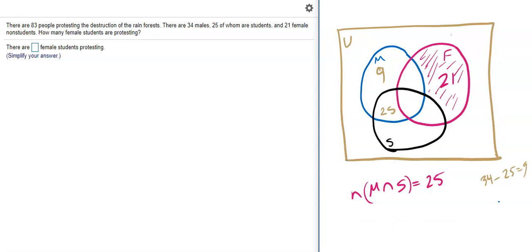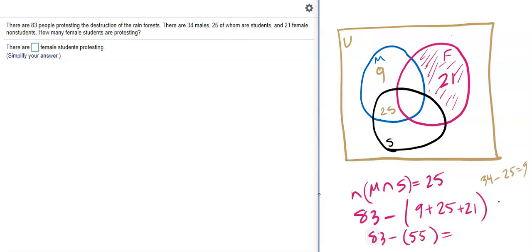fact that there are 83 people protesting, 83 protesters. We have already distinguished that 9 and 25 more and 21 more are not students or else are not female, because that was these groups: the males that are not students, the males who are students, and the females who are not students. So trying to figure out how many are left over, this all adds up to 55. And then 83 minus 55 is how much, everyone? Doesn't it seem like 28?